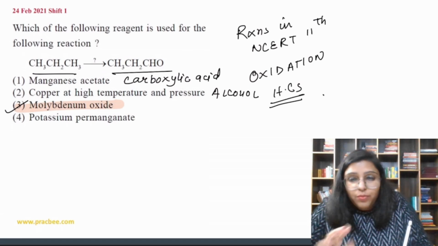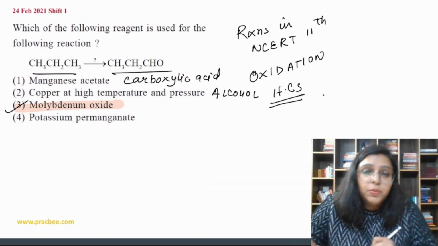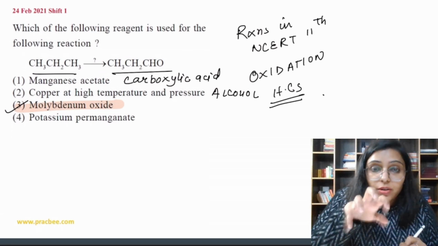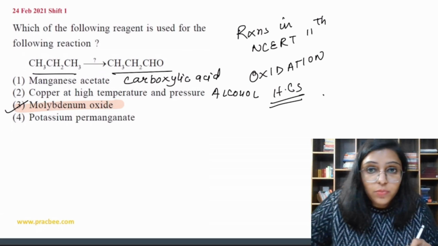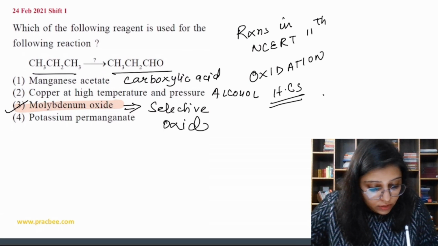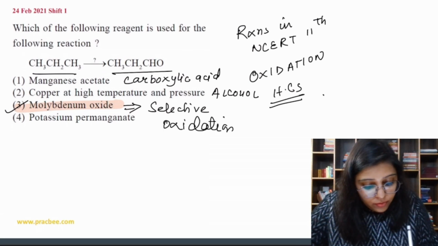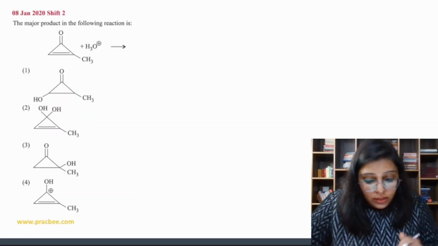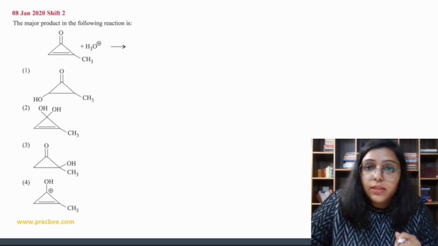ठीक है? And if we have 1 degree तो नहीं होता. But generally with potassium permanganate, we get carboxylic acid. But if we want to oxidize alkane to aldehyde, so we use molybdenum oxide. So that is the reaction of selective oxidation. Selectivity of catalyst and all.